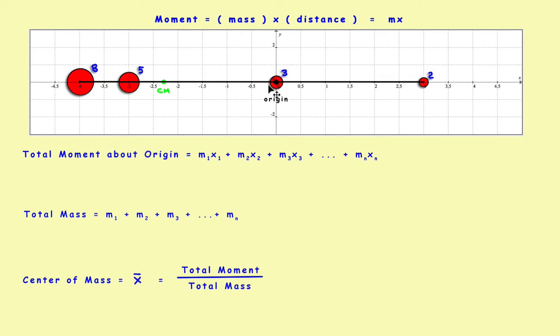Now, in that problem, it actually turned out to be 2.28, which is where this green thing is. So the idea is if you put your finger right here, you could balance all these masses right on your finger if you put it at that point. So that was a one-dimensional system, and again, a 3-step process.